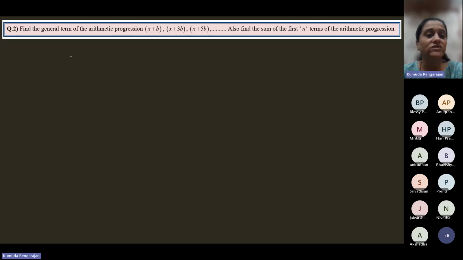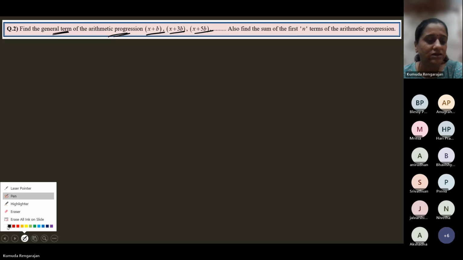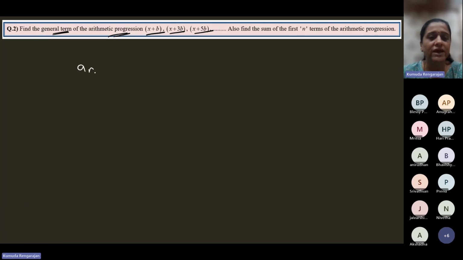So the next question: find the general term of the arithmetic progression x plus b, x plus 3b, x plus 5b, and so on. These terms form an arithmetic progression. You'll have to find the general term, that is, you should find an. General term means find an. Also, find the sum of the first n terms. So you should also find Sn. You should find an and Sn.